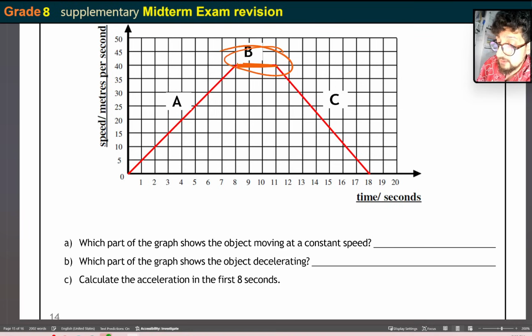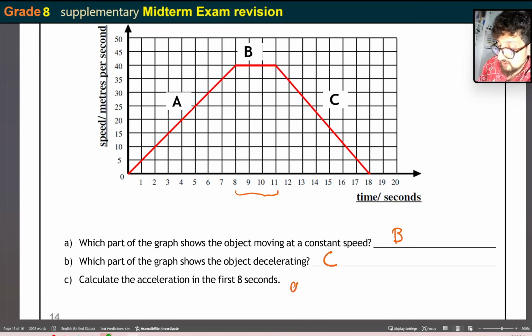This part here. I've decided to use a color that's pretty much the same as the graph. As you can see, this part here, it's moving at 40 meters per second, and it stays at 40 meters per second for about 3 minutes or 3 seconds. So it's part B. That's what it's asking for. Which part of the graph shows the object decelerating? Decelerating means it's slowing down. So that's part C. Calculate the acceleration in the first 8 seconds.